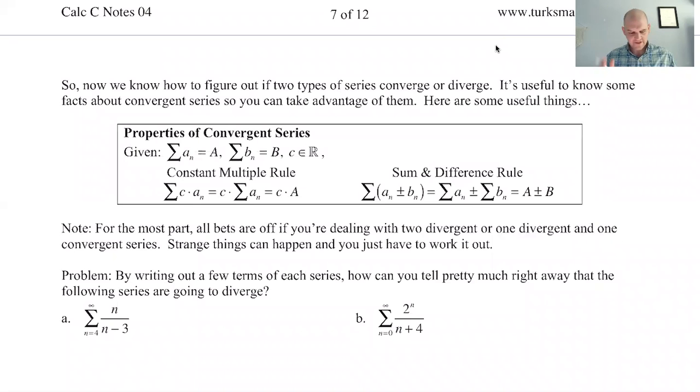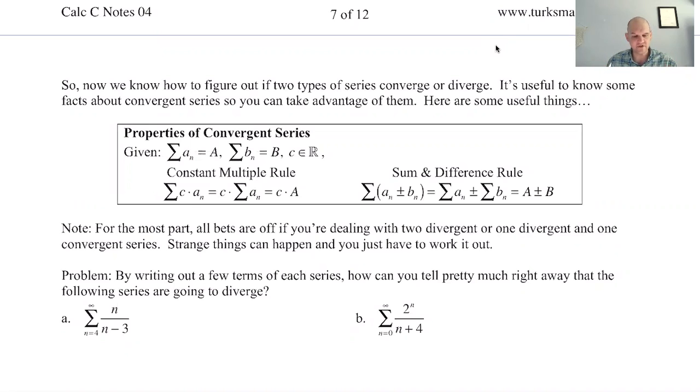All right, we're back. We're on page 8 of notes 4 of Calc C, and what we're doing is talking about infinite series. We talked about geometric series. We know that those converge if the absolute value of r is less than 1. We know they converge to the first term over 1 minus the ratio. That's if they converge. We talked about telescoping series.